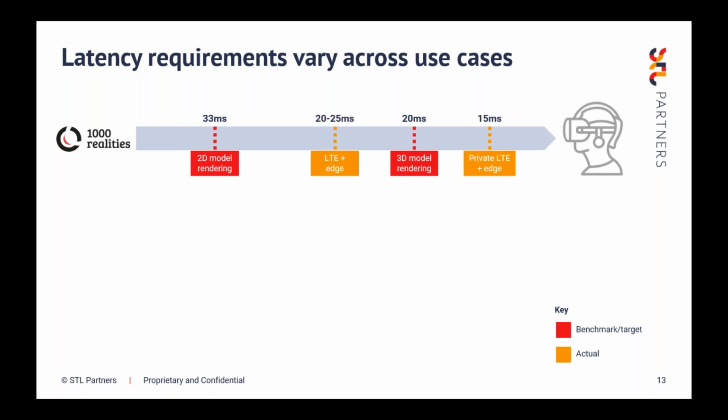And what they found in some of their tests around edge computing is that when they use an edge node on the public LTE network, they are able to achieve 20 to 25 milliseconds latency, which is fine for the 2D model rendering. But they're only at the moment able to get below 20 milliseconds when they're leveraging edge on a private LTE network, really bringing down the number of hops that traffic has to go through for the application to work.